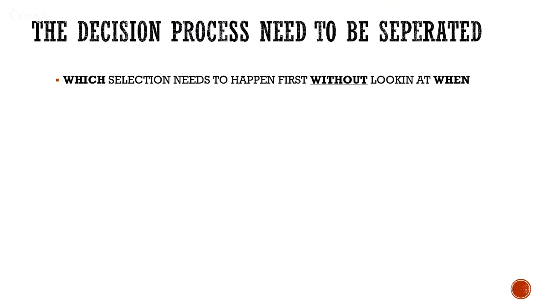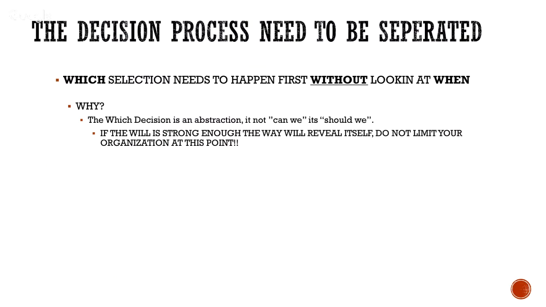So the first thing is the decision process of the which and the when needs to be separated. And the reason for this is because the which decision, it's an abstraction. It's not can we, it's should we. And you don't want to limit your organization at this point. Right? If the will is strong enough, the way will reveal itself. So don't limit your organization at this point.